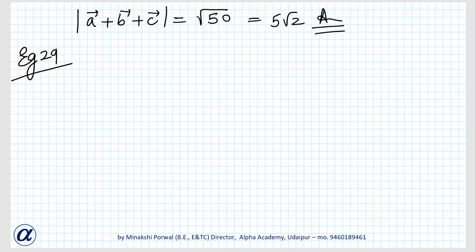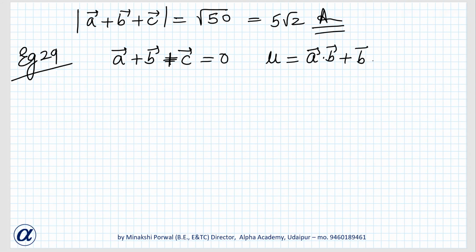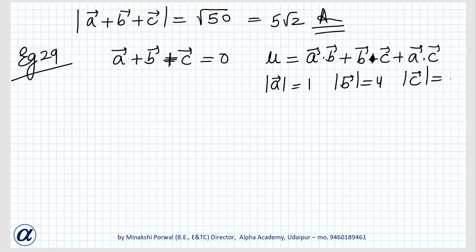Okay, next question, example 29. Three vectors satisfy the condition A plus B plus C equals to 0. It is given. Evaluate the quantity mu, which is given by A dot B plus B dot C plus A dot C, where magnitude of A is 1, magnitude of B is 4, and magnitude of C is 2.